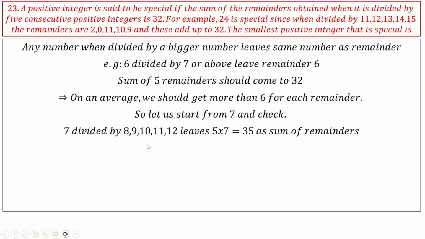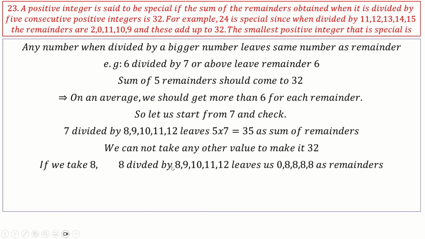Okay, then I am getting around 7 into 5, which is 35. Very close. If I take any other number less than this, 7, 8, 9, 10, 11, then one of them will become 0. Obviously, I will get less than 32. So this is not possible. You can cross check with 7, 8, 9, 10, 11. Now, next, go to 8. If you take 8, 8 divided by 8 gives 0. Then for the other 4 numbers, I'll get 8 remainder. So 8 into 4 is 32. So this is the one.